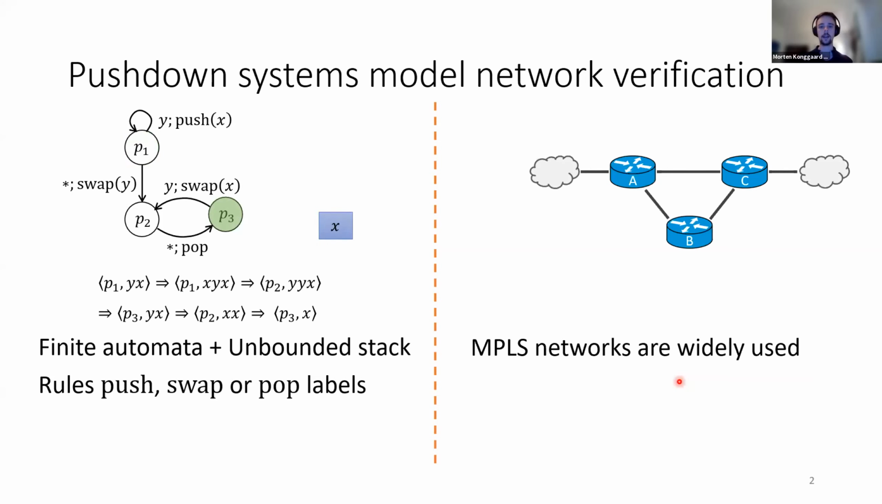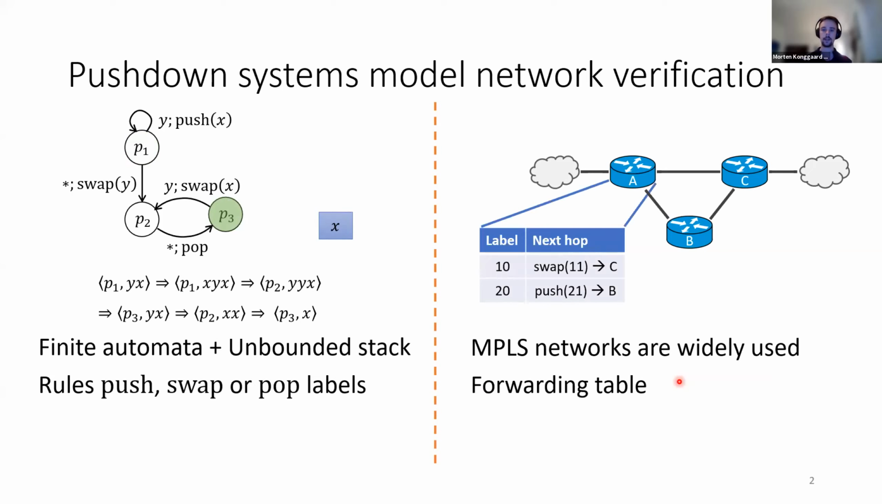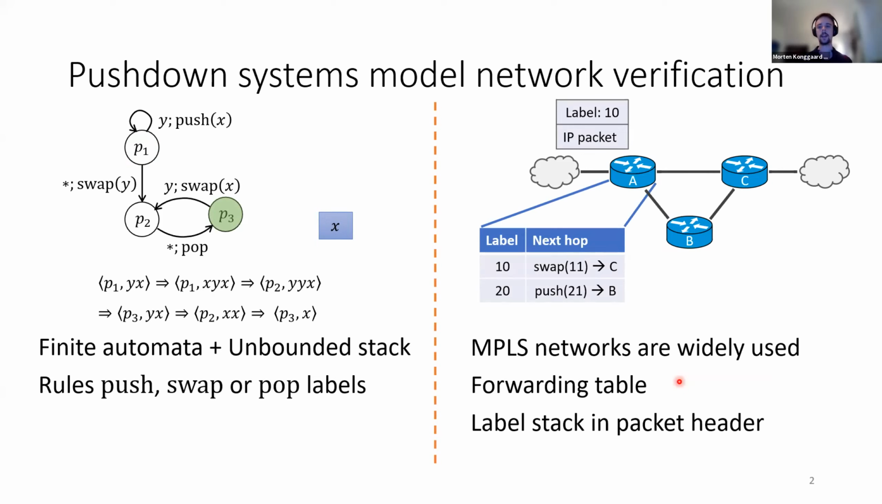Next, let's take a look at a type of computer networks called MPLS networks. These are widely used within the backbone infrastructure of network providers. And from our point of view, each router has a pre-installed forwarding table where the forwarding is based on labels rather than IP addresses, which is common in other types of networks. Each data packet has a header with a stack of labels. In this example, it just has one label. And the forwarding table determines the operation. For example, here we swap a label, and it also forwards the packet onto the next router.